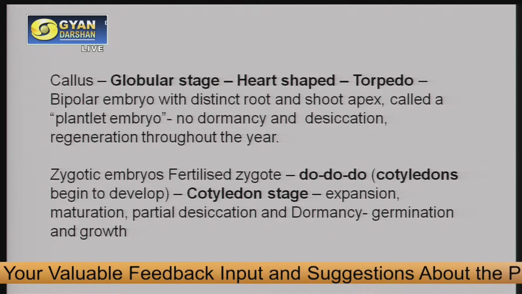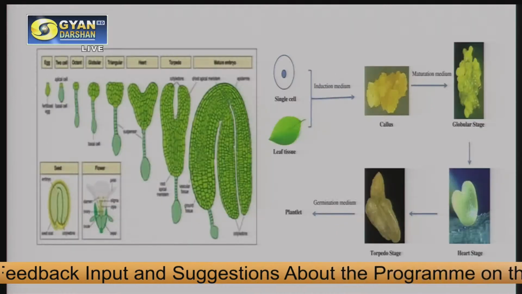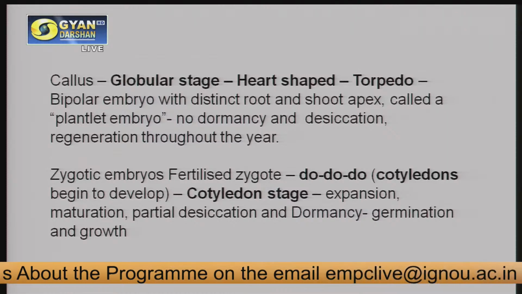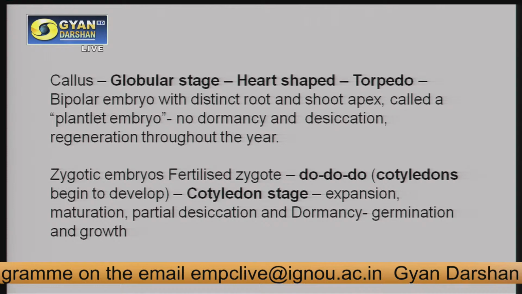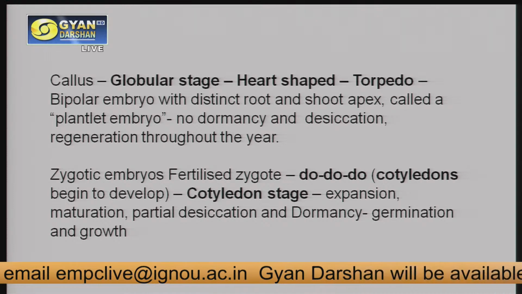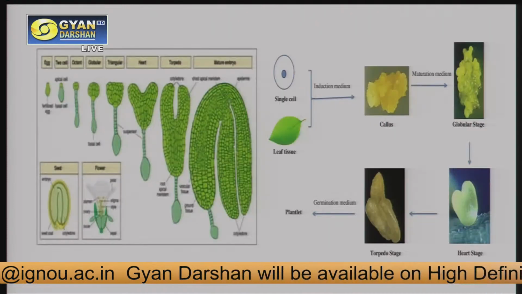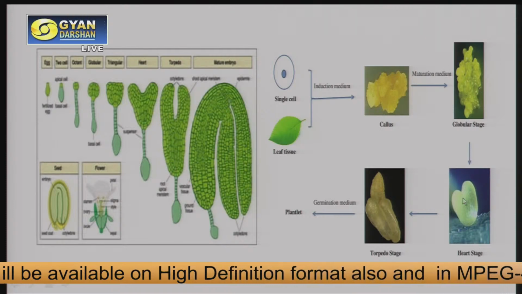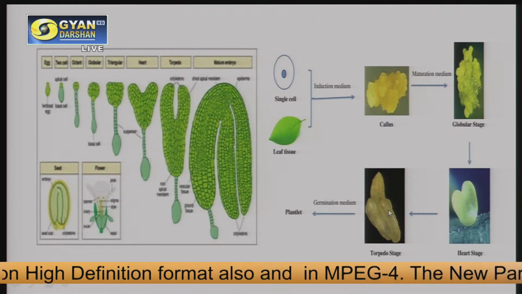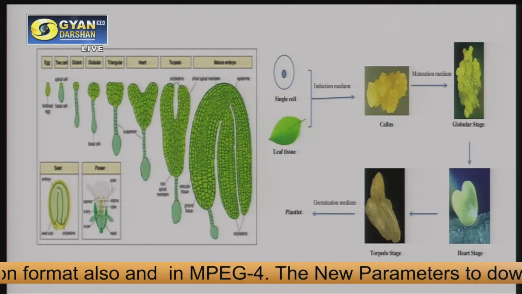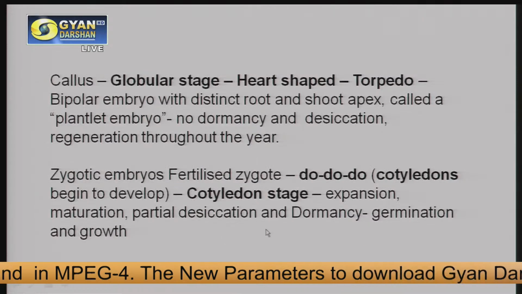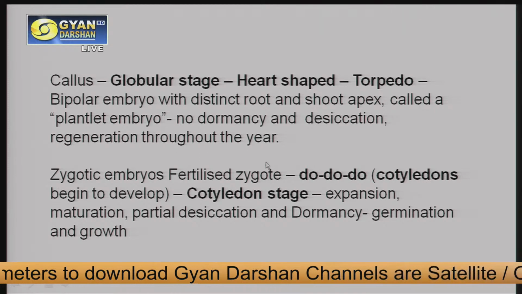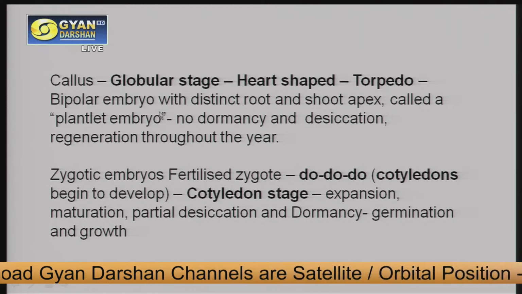Now see this figure. If you compare a somatic embryo and a zygotic embryo, in the case of the somatic embryo you have the callus, and then you have three phases of growth: globular stage, heart-shaped stage, and torpedo stage. You can see that this is the globular stage, then this is the heart-shaped stage, and this is the torpedo stage. But in the case of the zygotic embryo, you have another phase, the cotyledonary stage, which is not there in the case of a somatic embryo. So you can bypass this stage if you go through somatic embryogenesis.